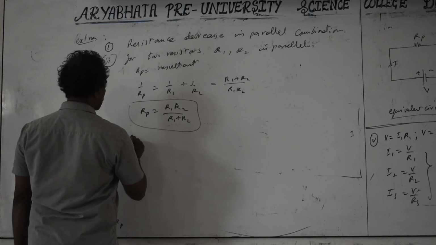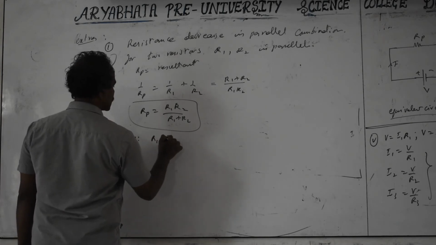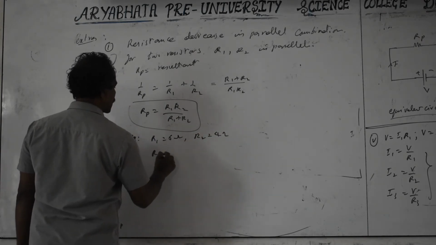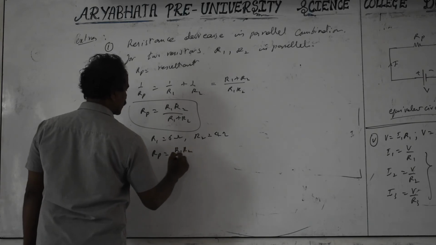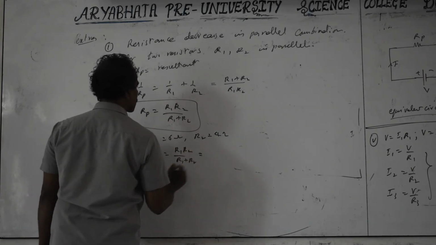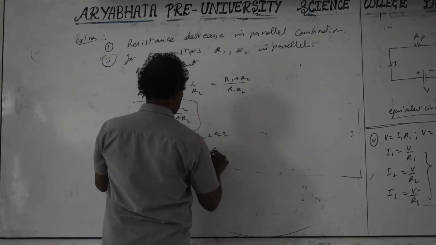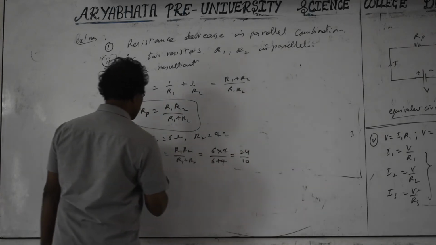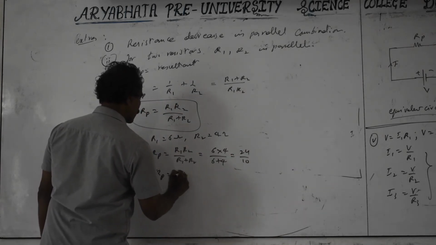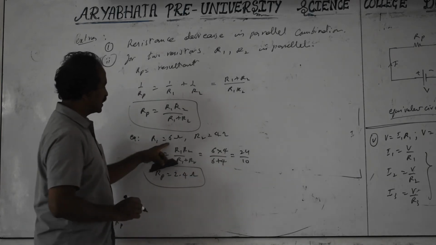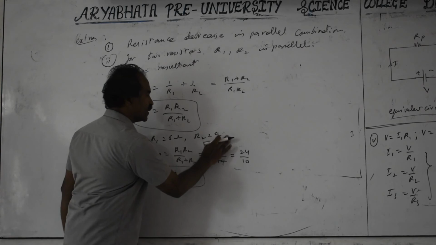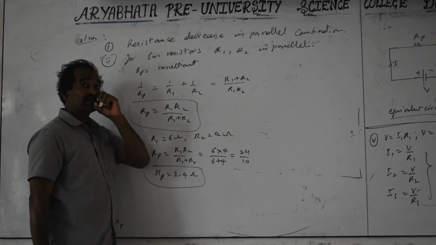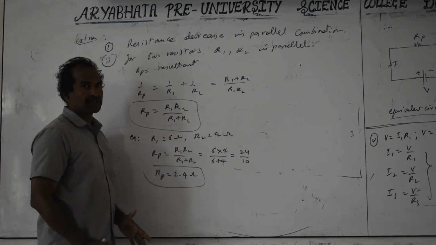Let's take an example. R1 is 6 ohms, R2 is 4 ohms. Then R parallel is equal to R1 R2 by R1 plus R2, which means 6 into 4 by 6 plus 4, that is 24 by 10. So the resultant is 2.4 ohms. Here R1 is 6, R2 is 4, and the resultant is 2.4, which is less than R2 and less than R1. This means the resultant resistance is reduced. The same thing happens for the capacitor series combination.